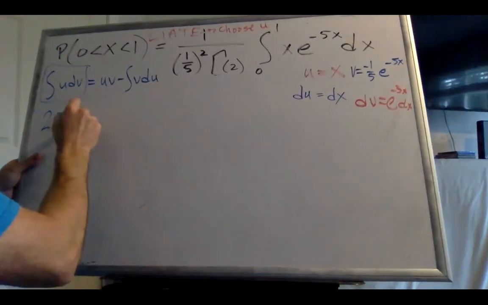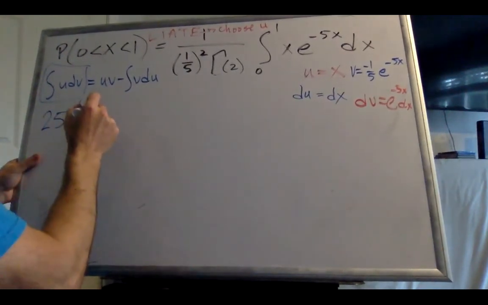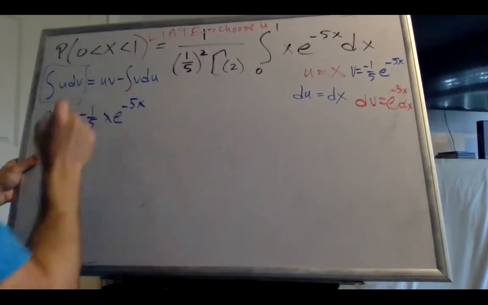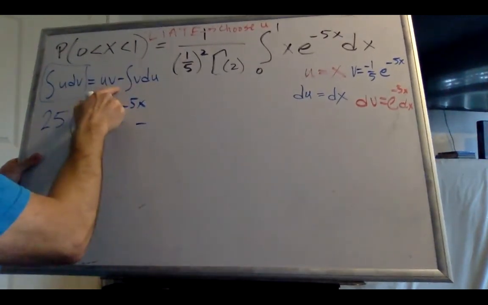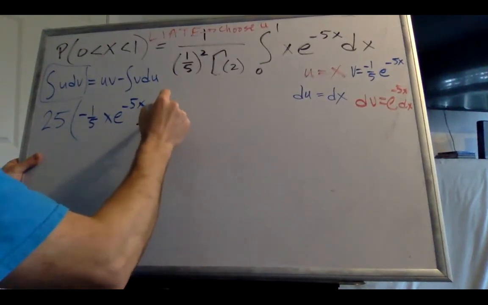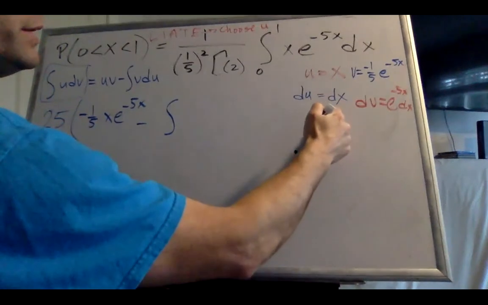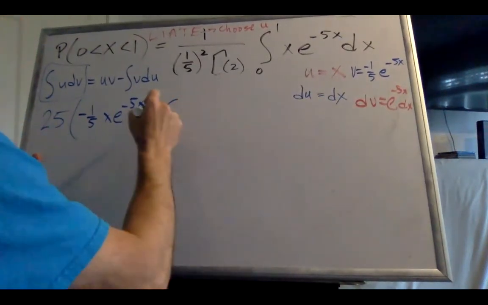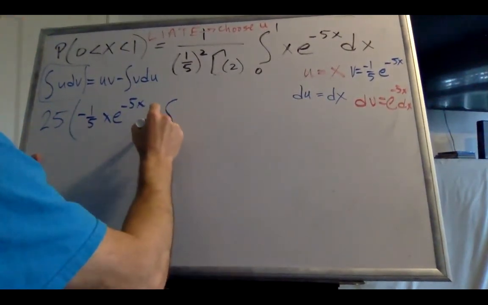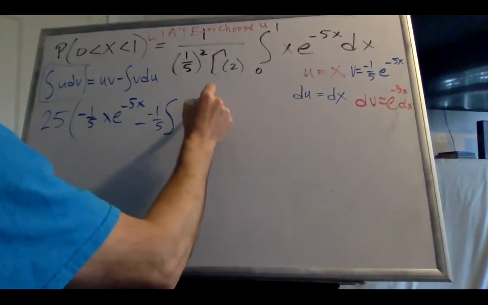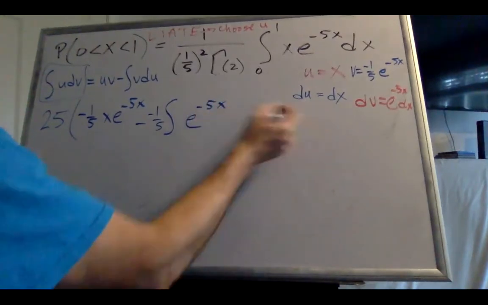So I'll write that constant out front, 1/5 x e to the minus 5x, uv minus the integral of v du. So let's see, the integral of v du. So how about minus 1/5? I'll pull that out front of the integral. E to the minus 5x, and then du is dx.